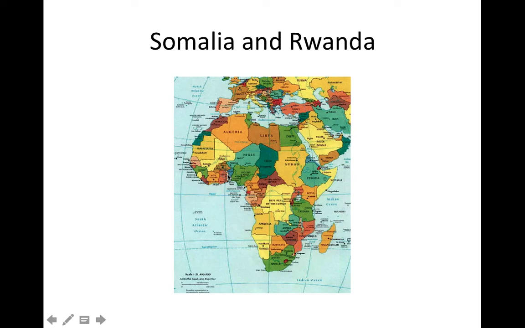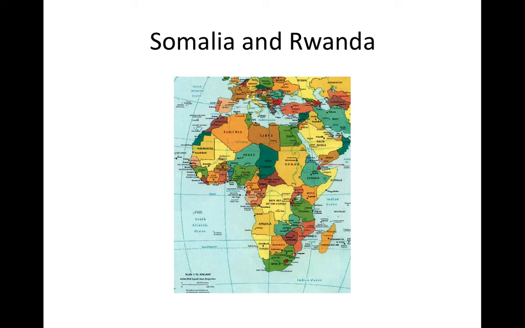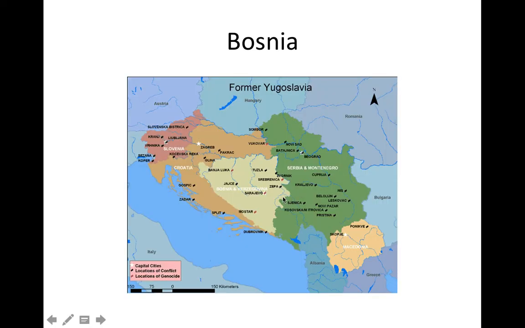Let me take up the three areas of conflict that proved difficult for the United States to navigate. The first two were in Africa and were Somalia, which is here south of the Arabian Peninsula, and Rwanda is a small country in East Africa. The third country is the former Yugoslavia.